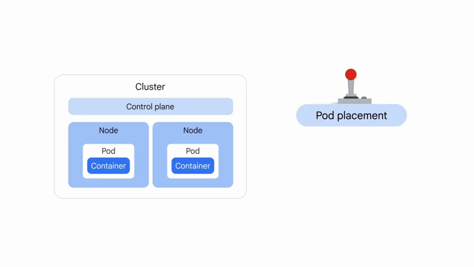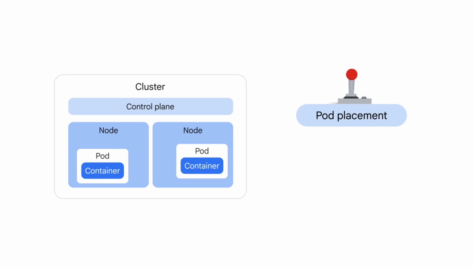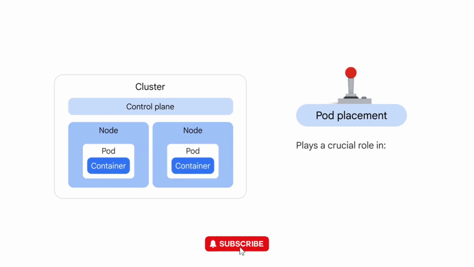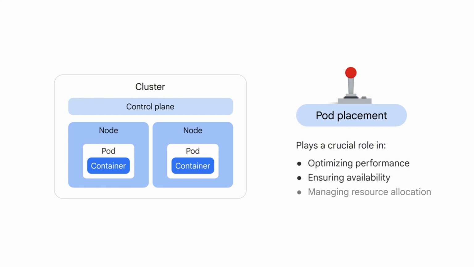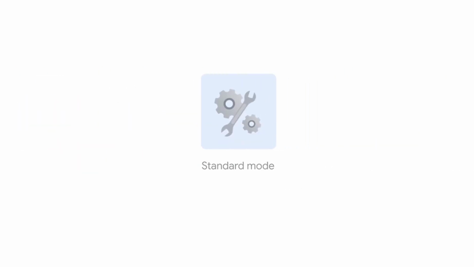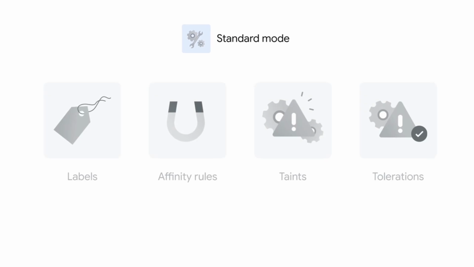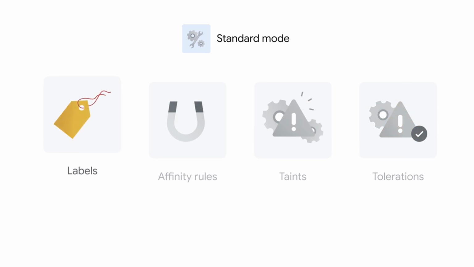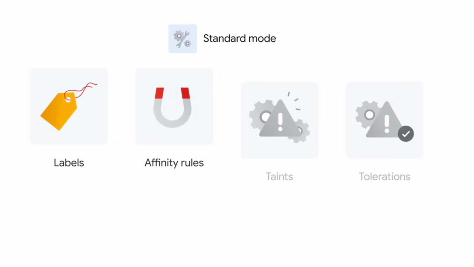Pod placement in GKE refers to the process of controlling where your application's pods are deployed across the cluster's nodes. This process plays a crucial role in optimizing performance, ensuring availability, and managing resource allocation within your GKE environment. In GKE standard mode, you can control and manage pod placement by using labels, affinity rules, taints, and tolerations. Let's begin by exploring labels and affinity rules.